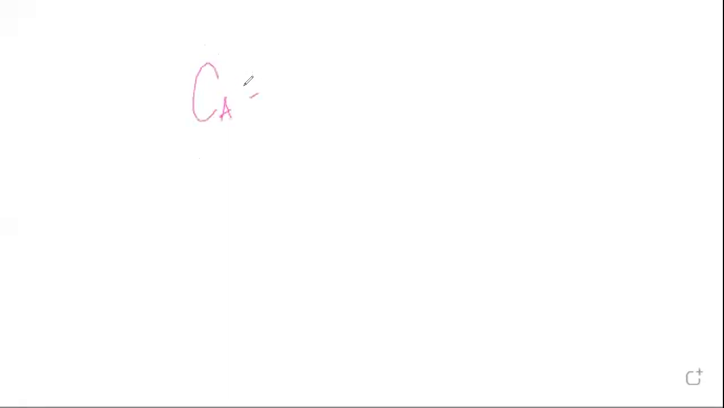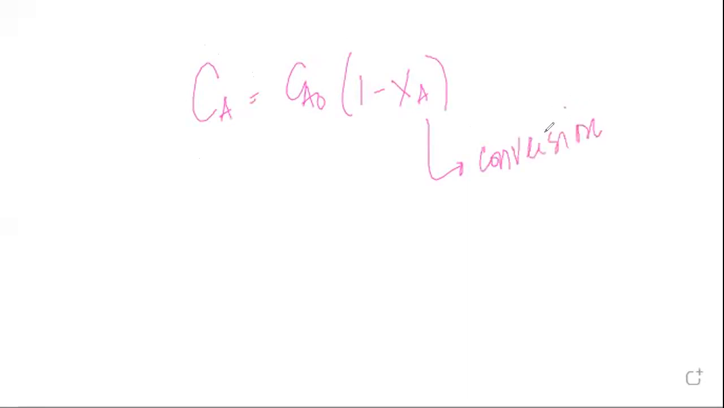Ca is equal to CaO (1 minus Xa). This Xa, which I will be going back to in the integral analysis, represents the degree of conversion of A. So the question in the problem is: what is the concentration of A and B at any time t?